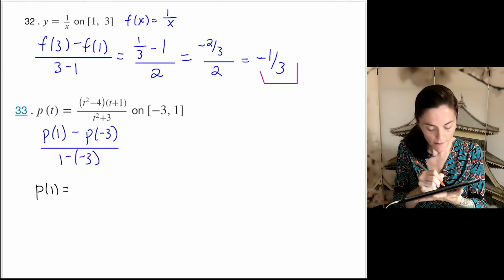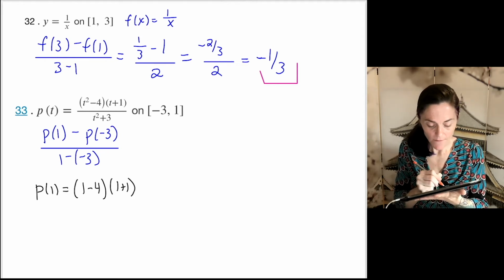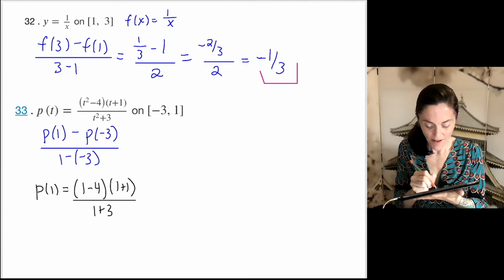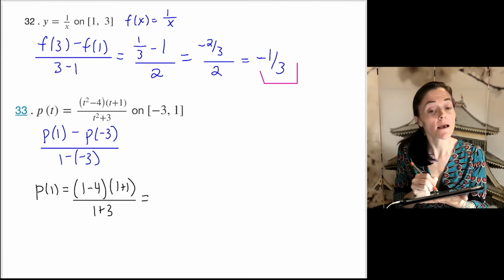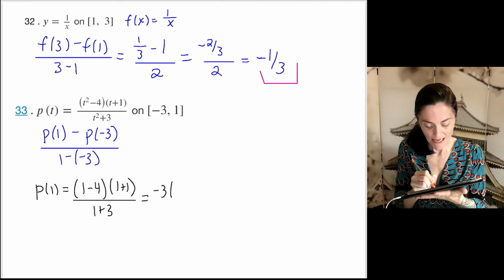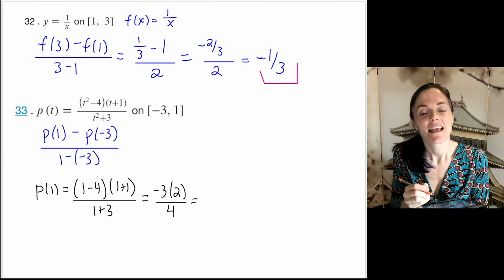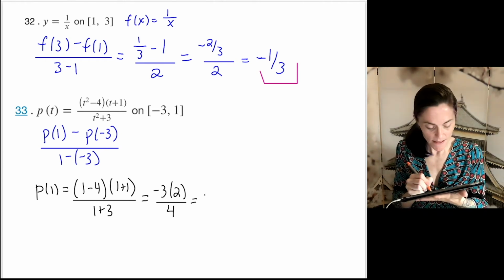P of 1, well, we have 1 minus 4, we have 1 plus 1, and then we divide by 1 plus 3. Altogether, you see this is -3 times 2 divided by 4. We almost have this. This is just -3/2.